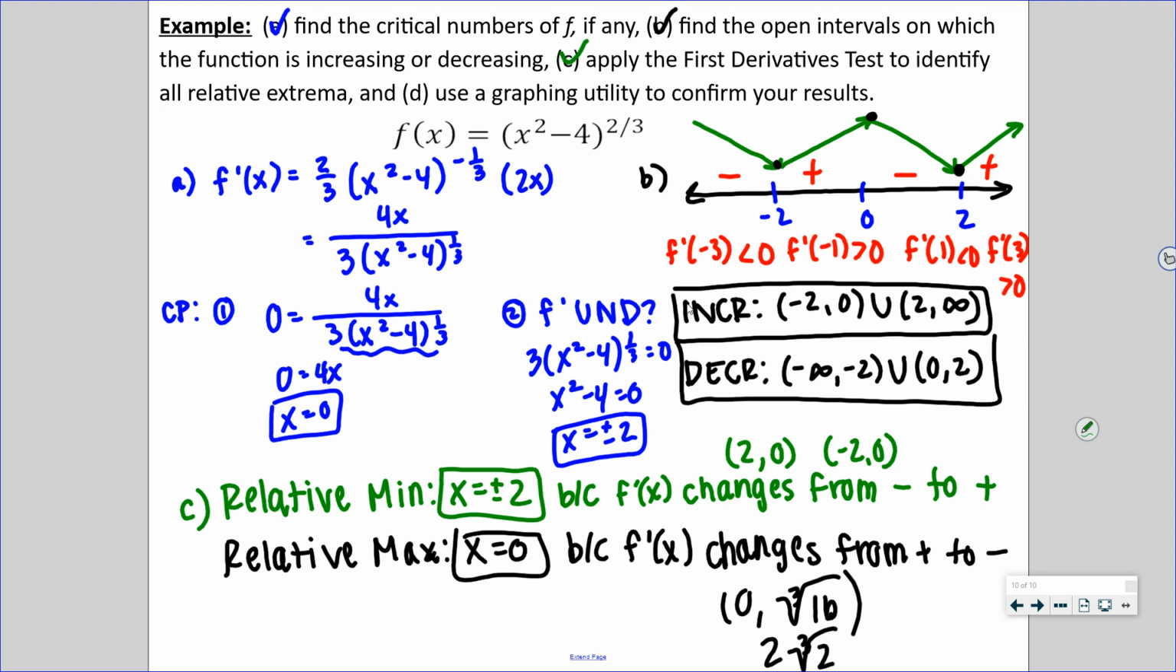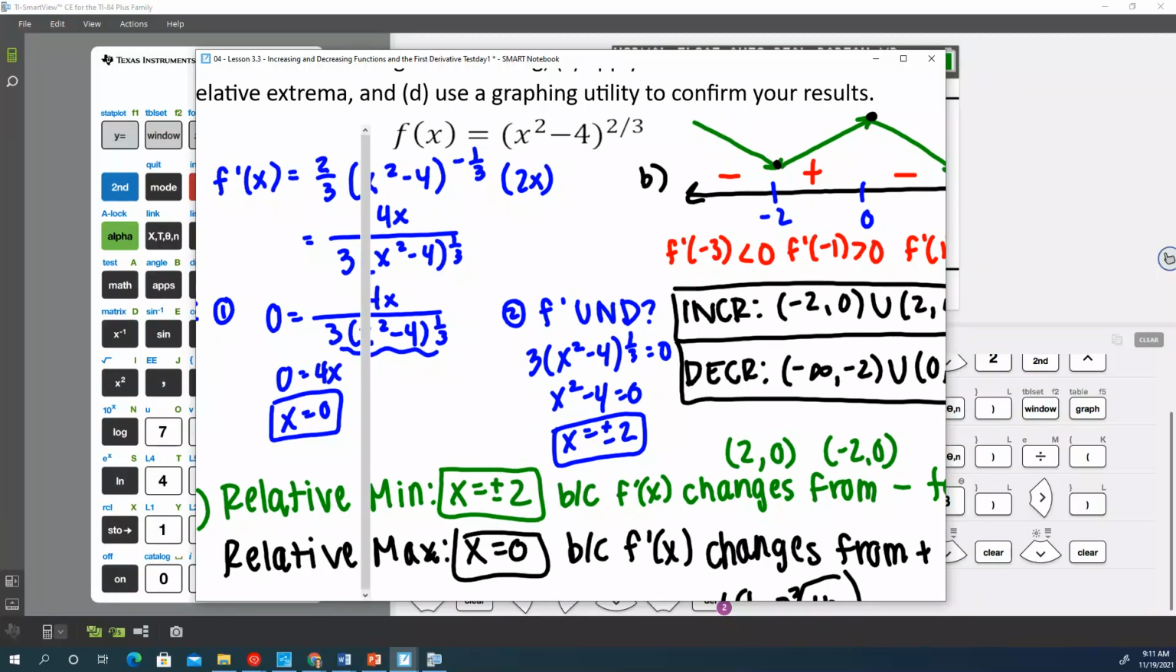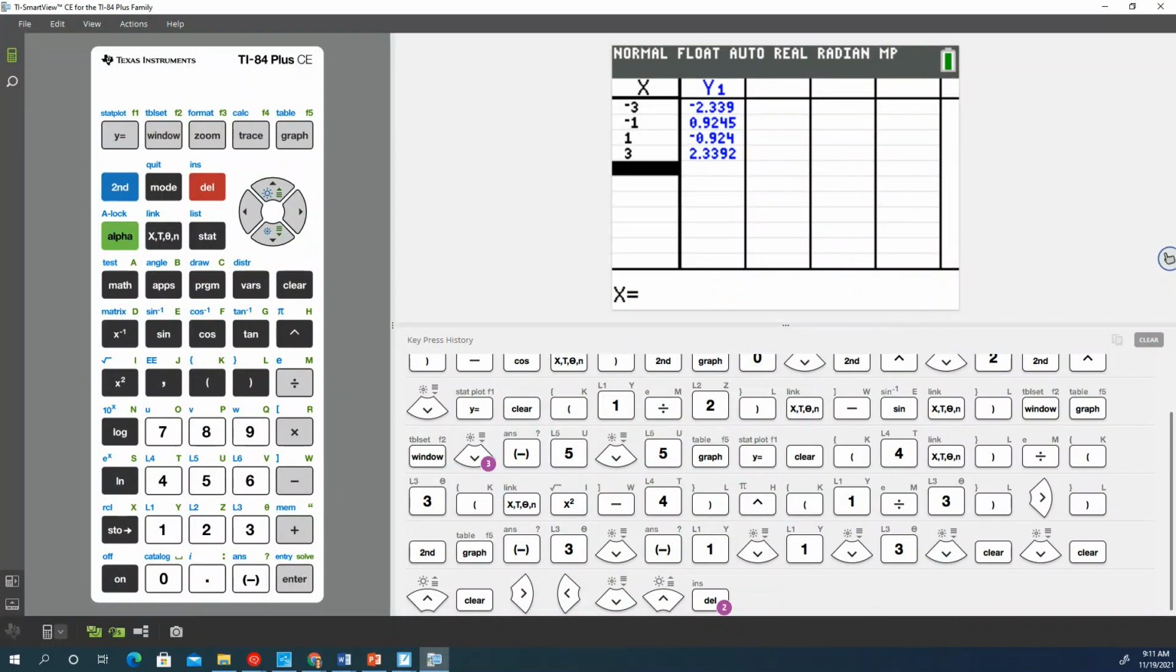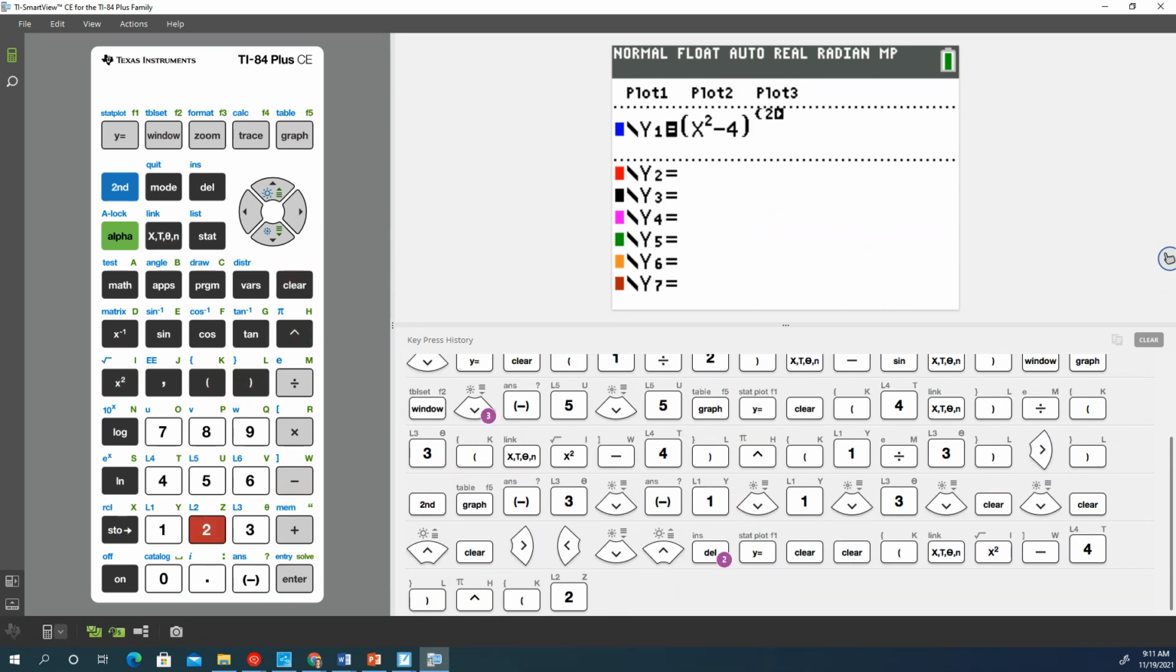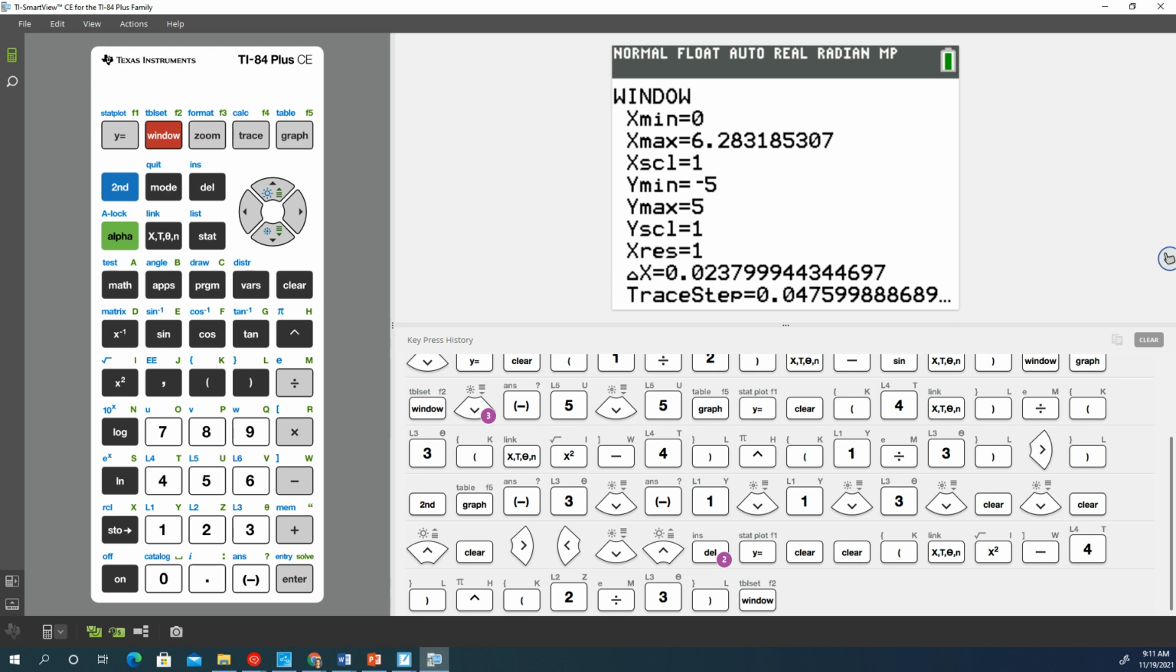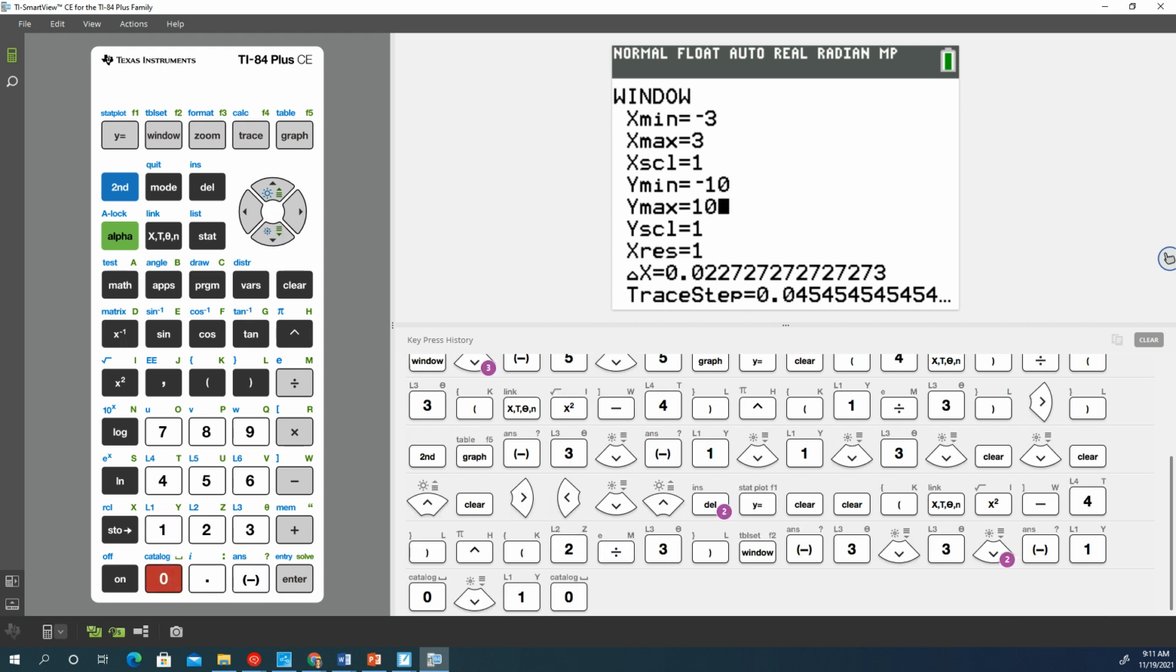D says let's use our graphing calculator to confirm our results. So I'm not looking at the graph of the derivative. I can clear that out. I want to look at the original function, which is x squared minus 4 to the 2/3 power. I always like to wrap my rational exponents in parentheses as well, just to be safe. Okay, now for my window, obviously I have some critical points at -2, 0, and 2. So let's maybe just look -3 to 3. And then I might zoom out a little bit more. I might go -10 to 10. We'll see.